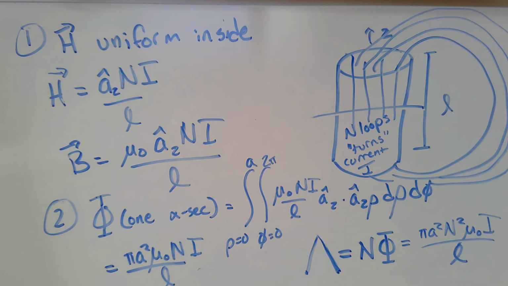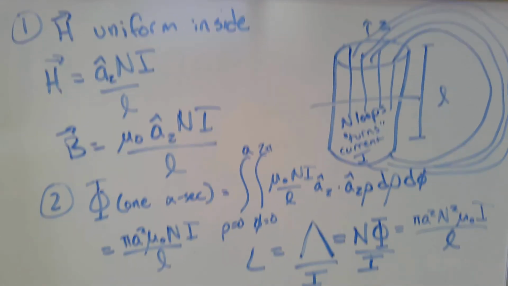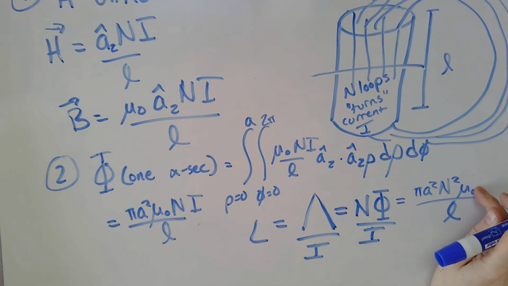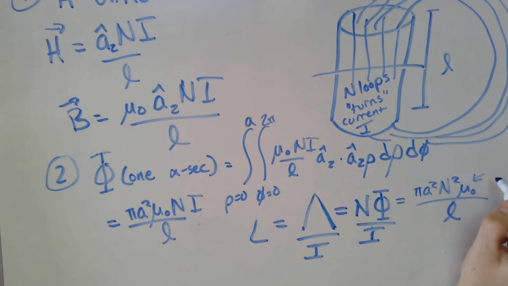Lastly, we need to divide by the current in order to get the inductance. So L is that over I, which is this if we just erase the I. And that's the inductance of an N-turn inductor wound on air, because that is the magnetic permeability of air.